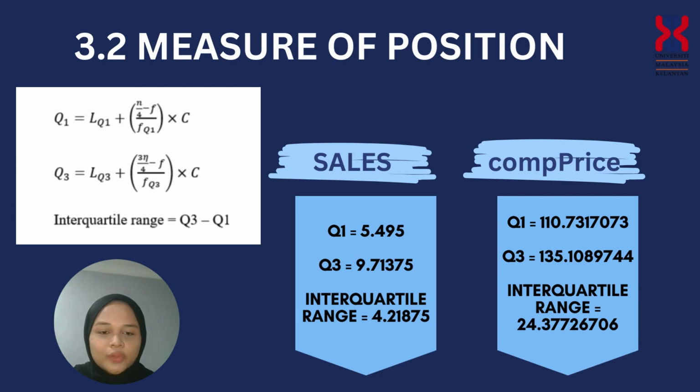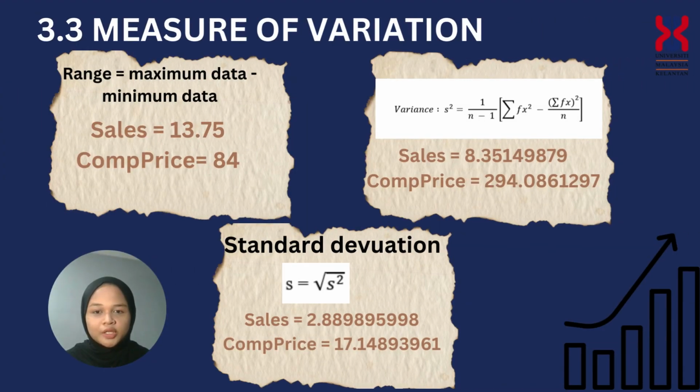110.73177073 and quartile 3 is 135.1089744, and the interquartile range for comprice is 24.3772670. 3.3 is measures of variation.